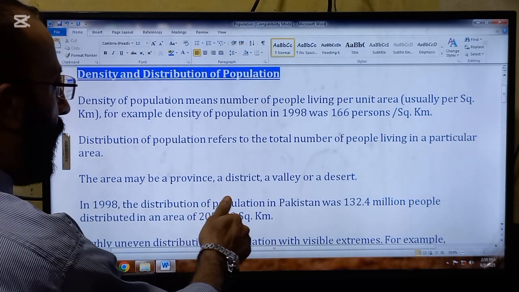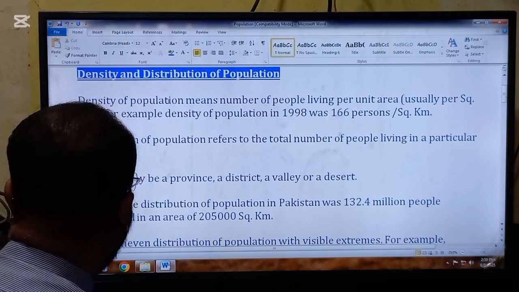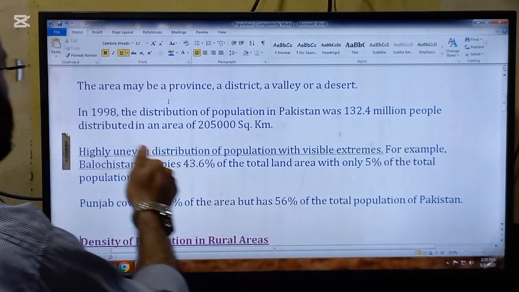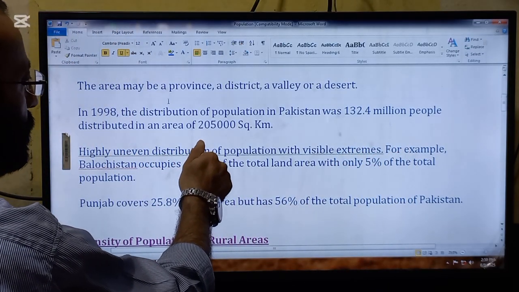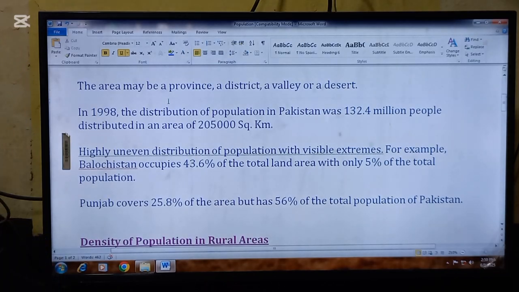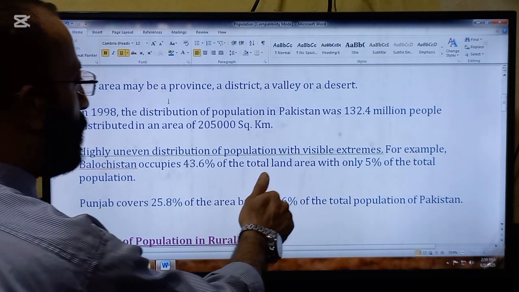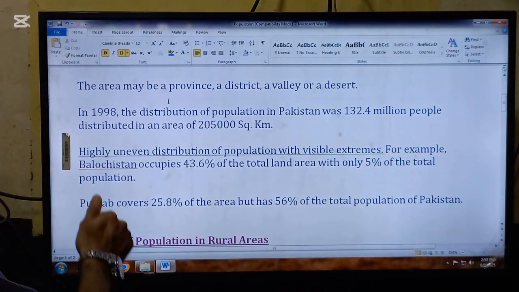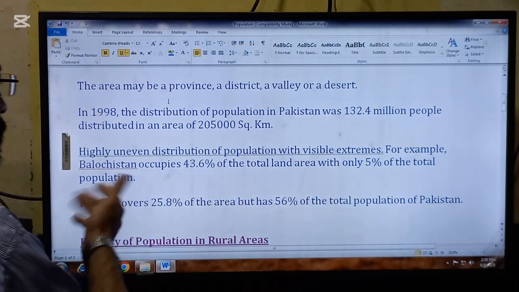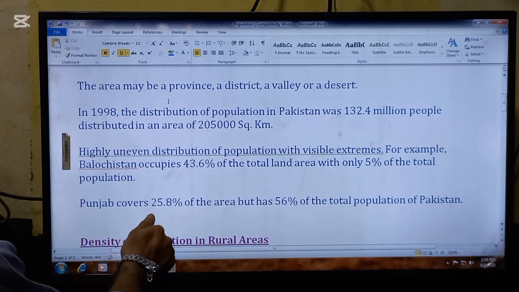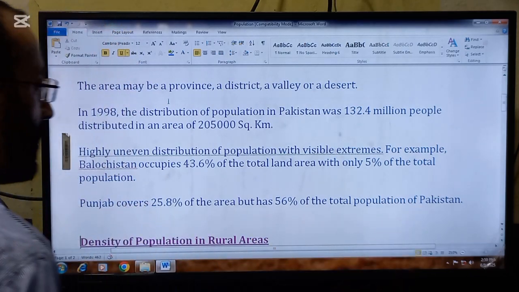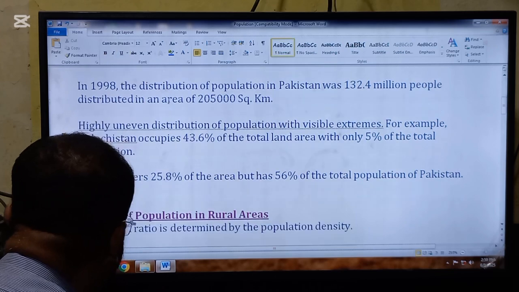The area may be a province, a district, a valley, or a desert. In 1998, the population of Pakistan was 132.4 million people distributed in an area of 796,095 square kilometers. Highly uneven distribution of the population with visible extremes. For example, Balochistan occupies 43.6% of the total land area with only 5% of the total population, whereas Punjab covers 25.8% of the area but has 56% of the total population of Pakistan. So look at the extreme distribution of the population in Pakistan.